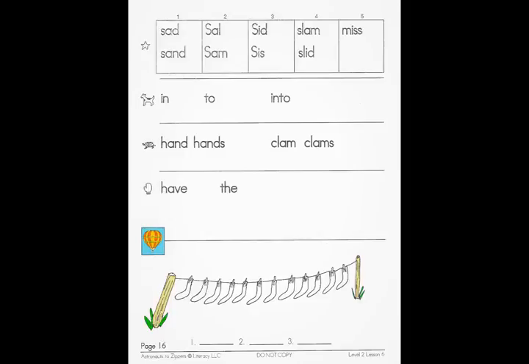Now I will read the words and use each one in a sentence so that you may correct your work. Sad. We were sad when they left. Sand. We played ball in the sand at the beach. Sal. Sal is my friend. Sam. Sam is my brother. Sid. Did you know Sid?